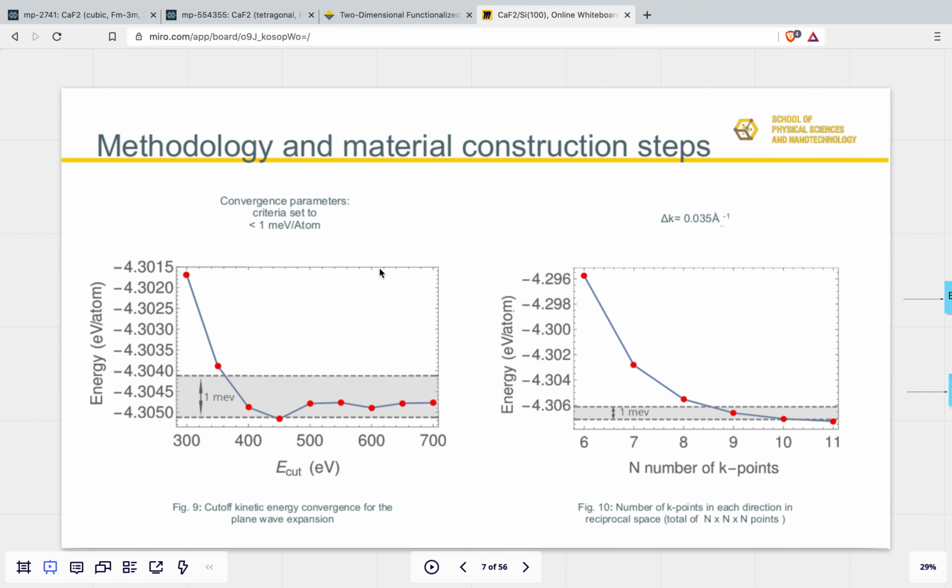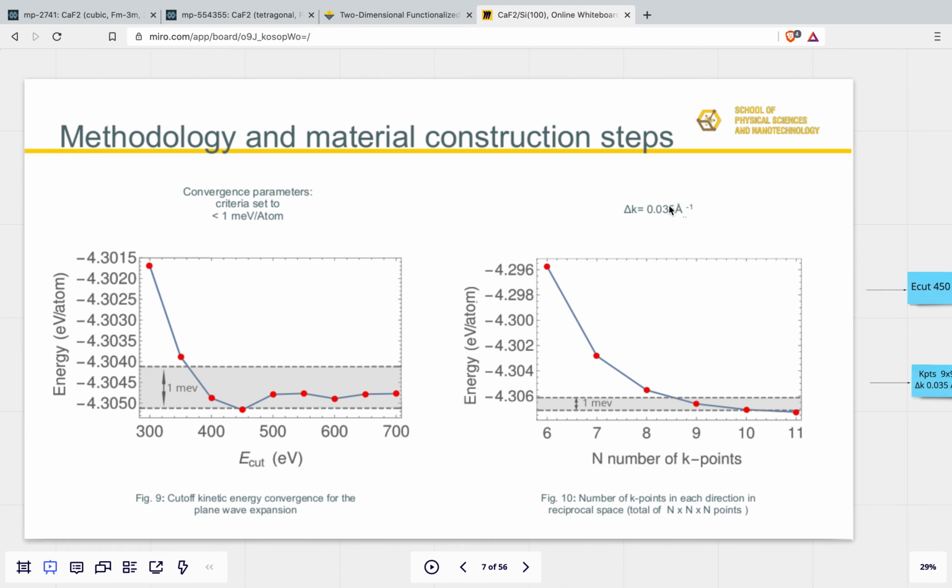About the parameters used in the calculations, the cutoff energy and the number of k-points were converged by computing the total energies over a range of values until a change of less than 1 meV per atom was found. The values that did the job were 450 eV for the cutoff and a number of k-points equivalent to 9 times 9 times 9, implying a grid spacing of 0.035 inverse angstroms in reciprocal space.